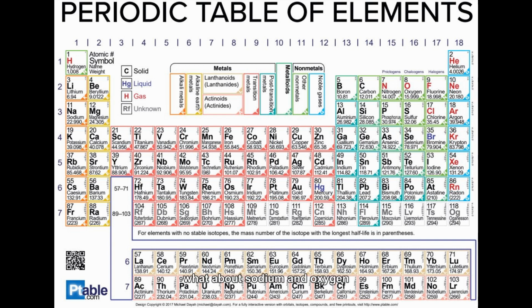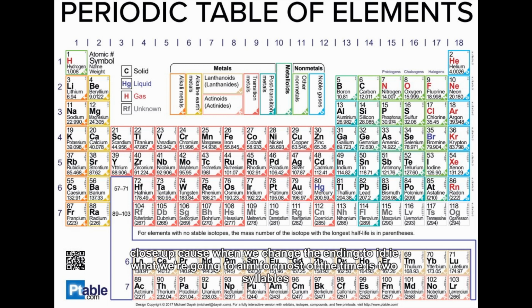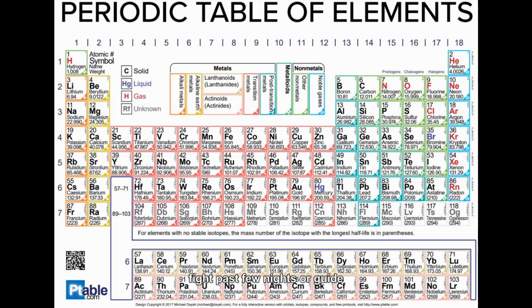What about sodium and oxygen? Sodium oxide. Close. When we change the ending to IDE, what we're going to aim for most of the time is 2 syllables. So instead of oxygen or whatever that was, we're just going to say oxide. Right? So sodium oxide. Let's try another tricky one. How about potassium and nitrogen? Potassium nitrogide. Okay, that was 3 syllables. Close. Nitride. Yes, potassium nitride. Any questions? No. All right.